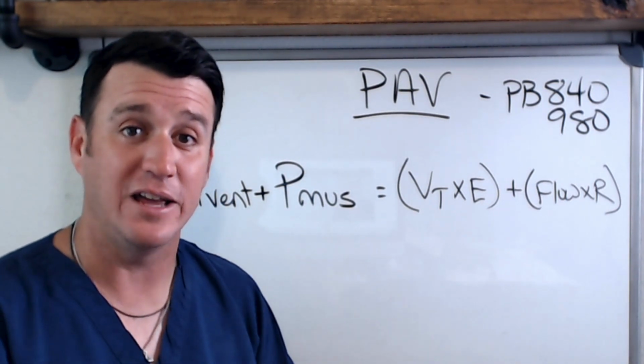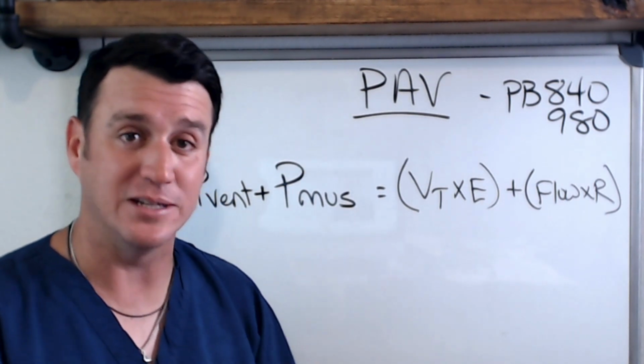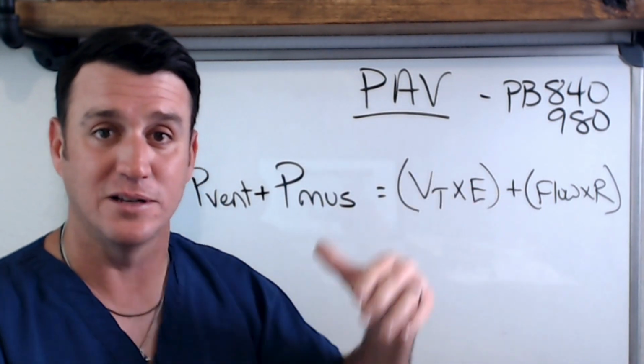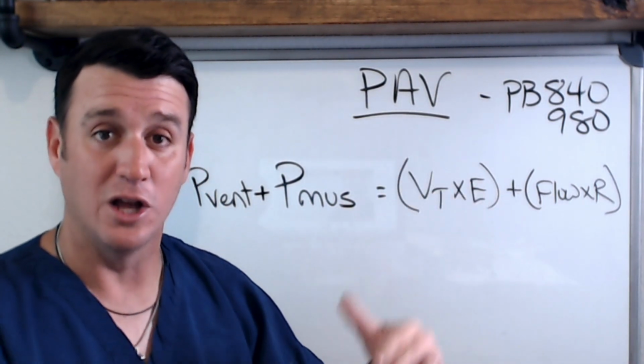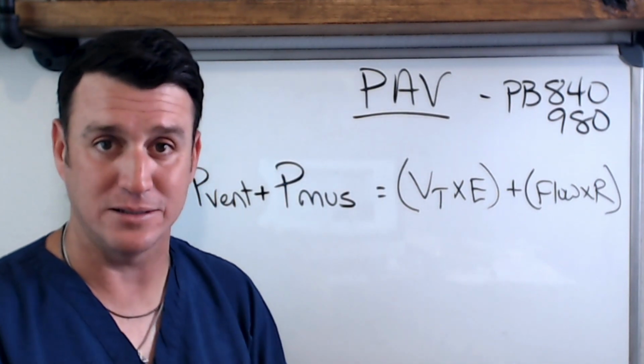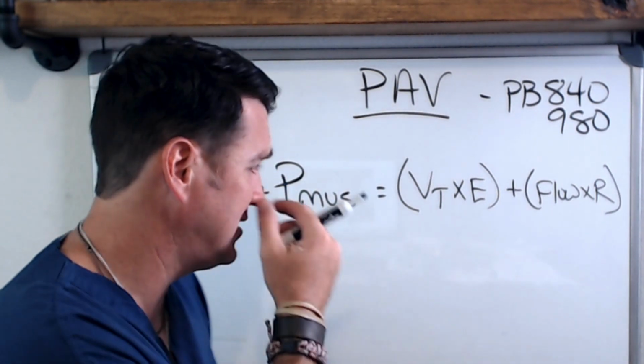So they have a very low elastance, opposite of compliance. Very high compliance, low elastance. Low compliance, high elastance. Okay? So I hope that makes sense.